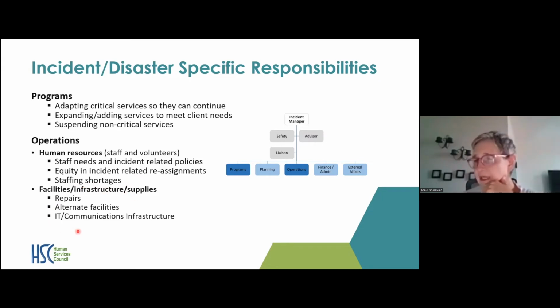And then the whole facilities side, you're focusing on getting your facilities back, or maybe getting an alternate facility that you have on board up and going because your original facility is damaged, or trying to find alternate places. You're looking at your infrastructure, your IT communications, how to get that going again. So those are the things you're focusing on in programs and operations during an incident.